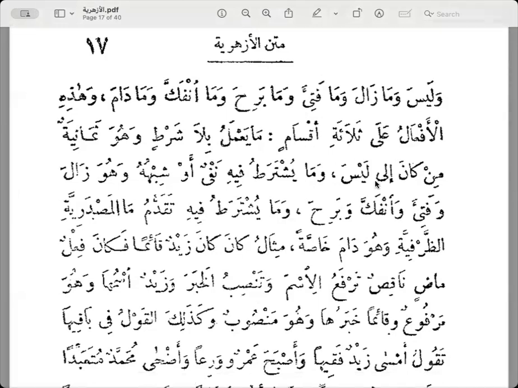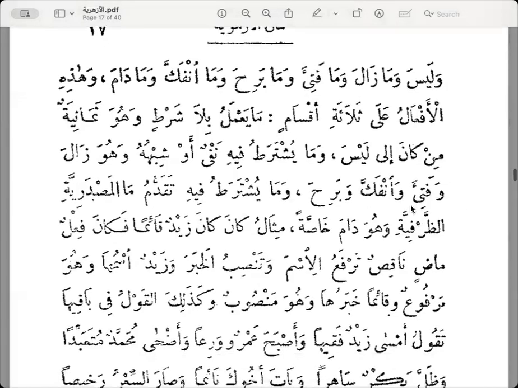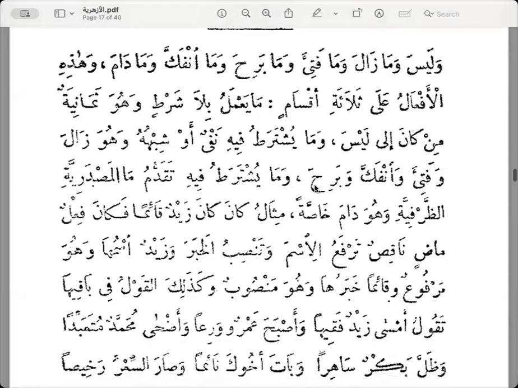خير. So usually speaking, they have to say like لم يزل or لا يزال or ما يزال or ما انفك or ما زال, etc. Right? So there has to be usually a negation before it. وما يشترط فيه تقدم ما المصدرية الظرفية, which is specifically so that's specific. So what is ما المصدرية الظرفية?